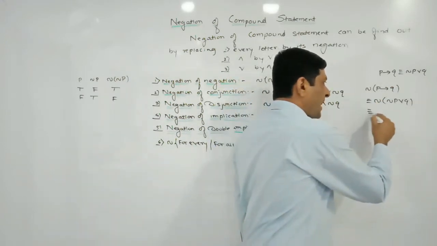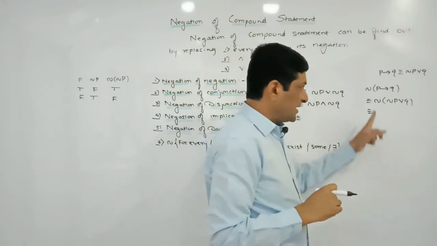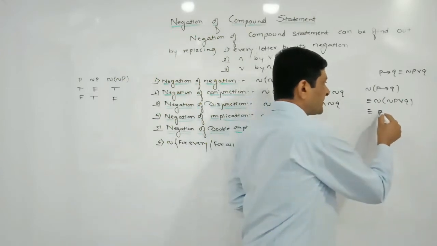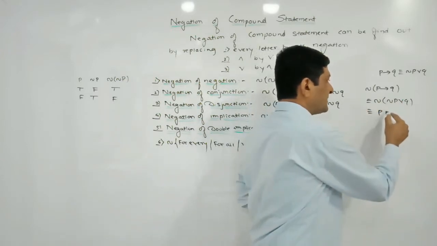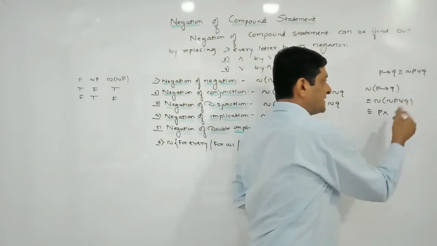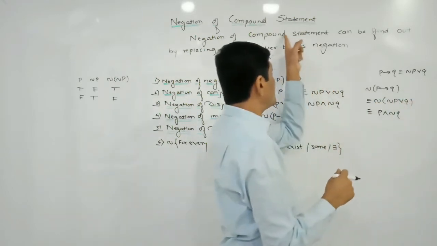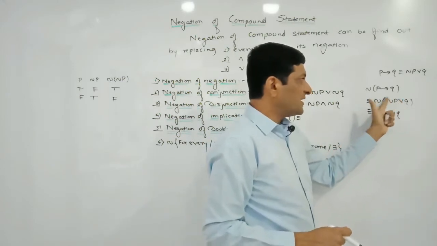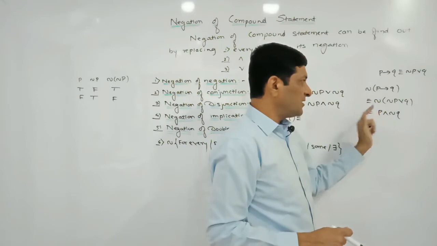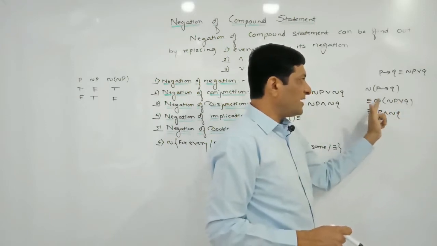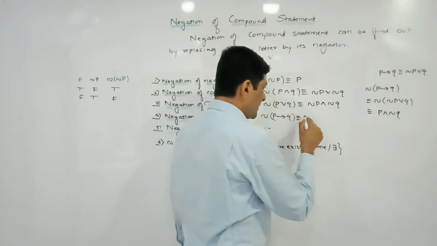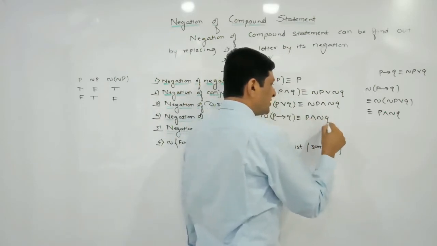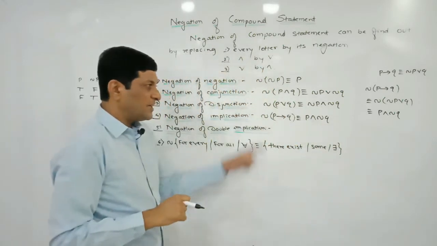Now we are able to apply our rules of negation. Negation of negation P, as we have just seen, is P. Negation of "or" will get replaced by "and", and replace the last letter Q by its negation, according to our rules of negation: replace every letter by its negation, and "or" by "and". So the first letter is negation of negation P, which is P, "or" gets converted into "and", and lastly negation Q. So P and negation Q is the negation of P implies Q.